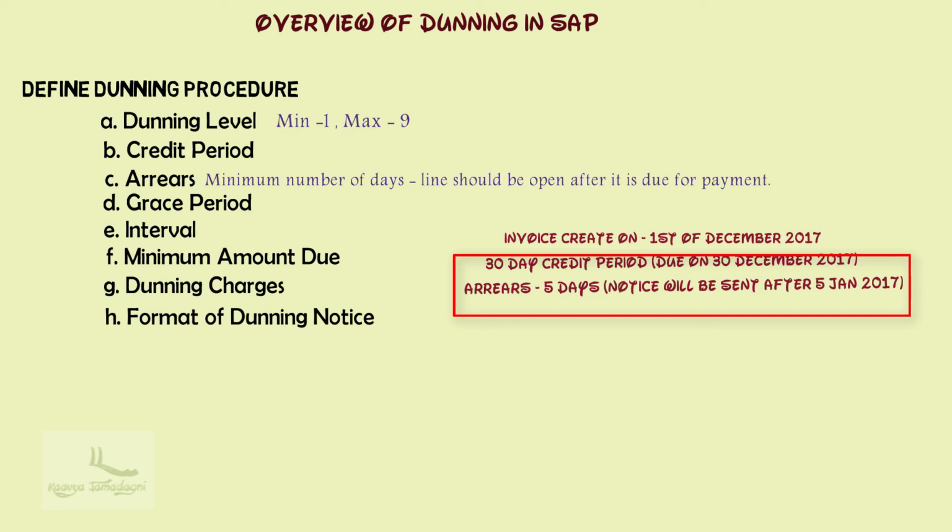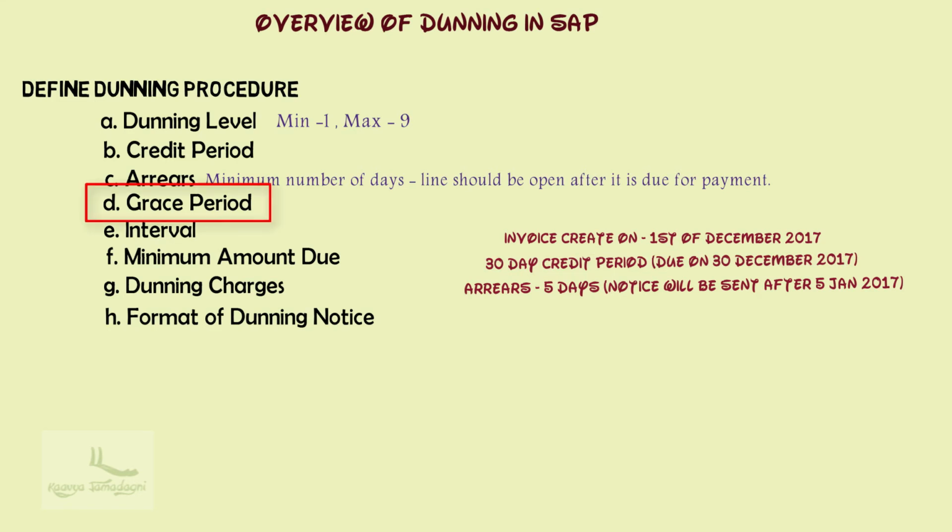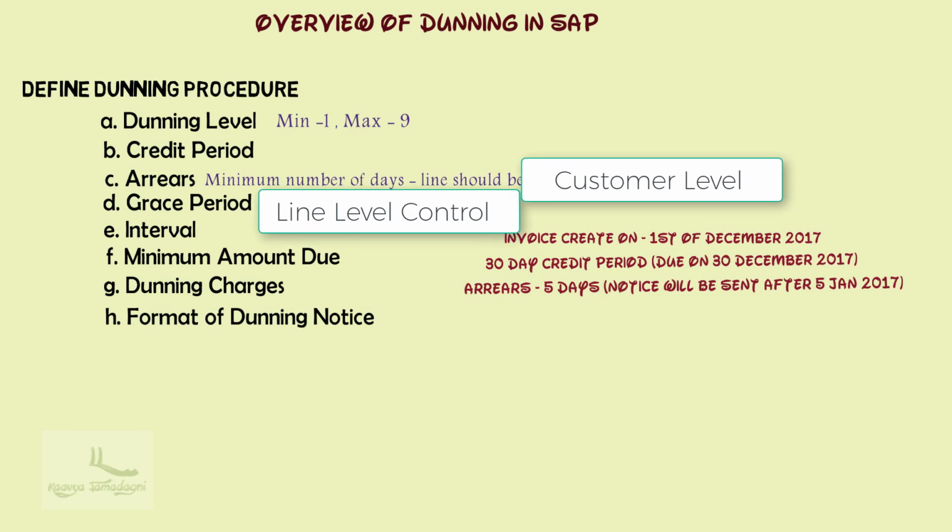Now, we also have another option, that is the use of the grace period. Let's say I have given a grace period of 3 days, then that means we add an extra 3 days to the free credit period. And the amount will be due for the payment only after the grace period is over. This control will be applicable at line item level. You set the configurations related to arrears and grace period based on the business process followed in your implementing company.